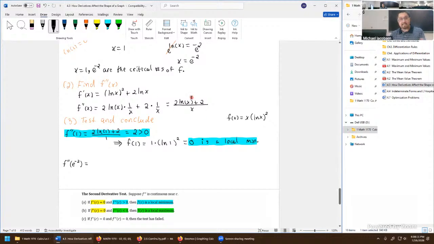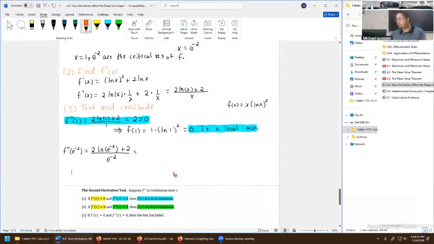Here's where the second derivative is. So this becomes 2 natural log e power negative 2 plus 2 over e power negative 2. Let's simplify this to see what this comes out as. We have a cancellation going that way first. We don't have to do a lot of analysis on this. We just need to determine, is it positive or is it negative?